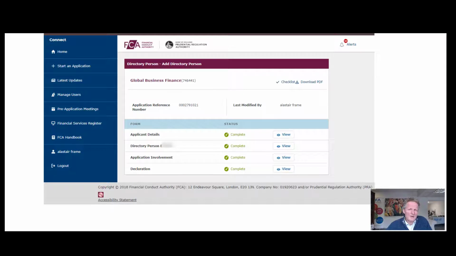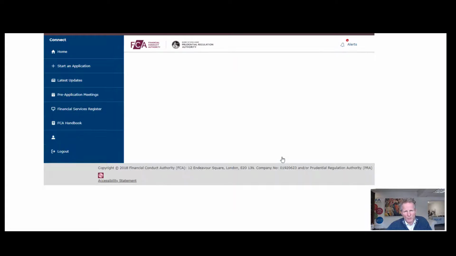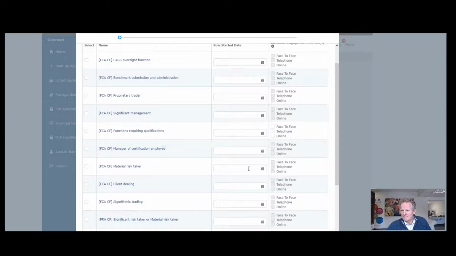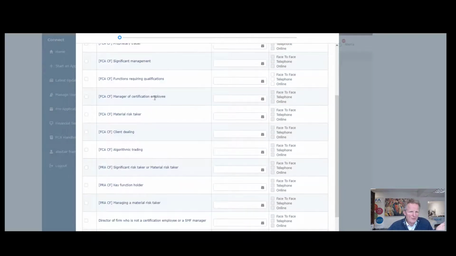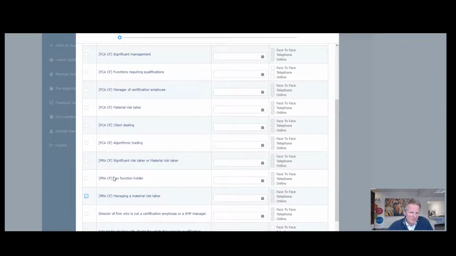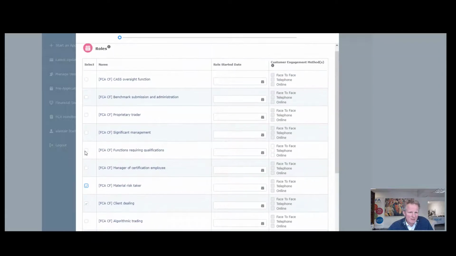Once you've done that, you're going to see a screen something like this. And the critical part of this is application involvement. What is the involvement of the individual with the firm? Here we go. So you have to find which functions to put in here, and this is the more difficult bit. For most firms, you put in client dealing, material risk taker, functions requiring qualifications.